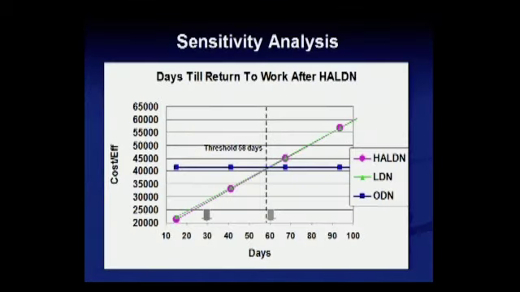In an effort to ensure the stability and robustness of the model, we undertook sensitivity analysis. In this analysis, we increased the days till return to work after hand-assisted lap donor nephrectomy. And what you see is as you increase the days, you reach a threshold of 58 days, and at that point, open donor nephrectomy becomes the dominant strategy. But the average return to work after laparoscopic procedures was about 30 days. So you have to almost double the return to work period in order to make the open donor nephrectomy procedure the dominant.